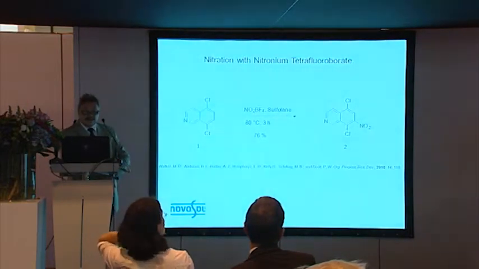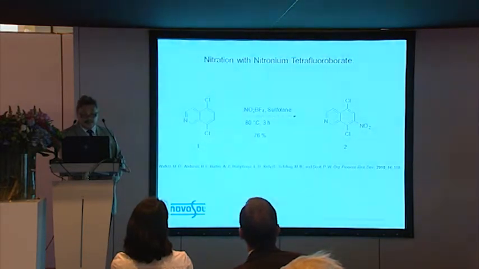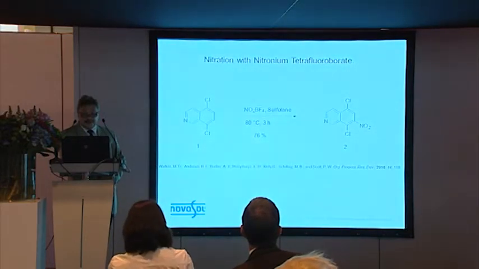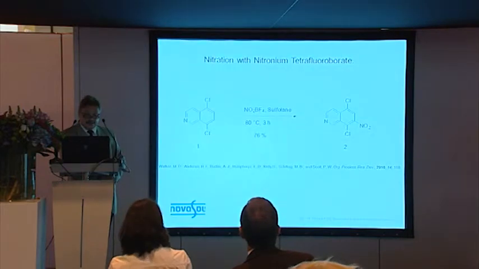Also, nitration has been done with nitronium tetrafluoroborate. This is a difficult salt to dissolve, and sulfolane seemed to be, according to the authors, very good for doing this, and the reaction was run at 80 degrees for 3 hours, and it gave a 76% yield. It's much higher than the reported ones from using other solvents.